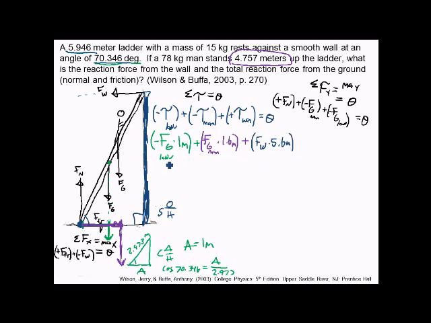And we know the force of gravity is mass times 9.8, so we have the mass of the ladder times 9.8 and the man's mass times 9.8, and it all equals 0. The only unknown is the force of the wall. And when you calculate that out, the wall force will come out to be 244.65 newtons.